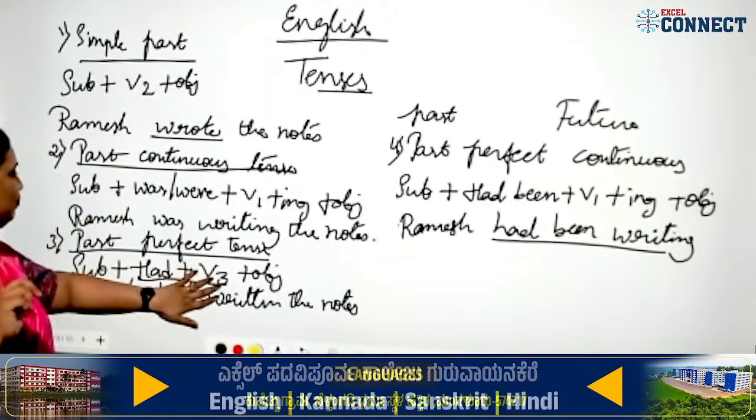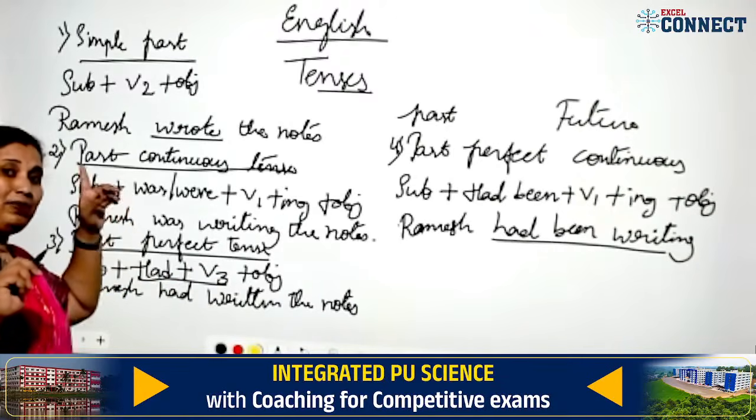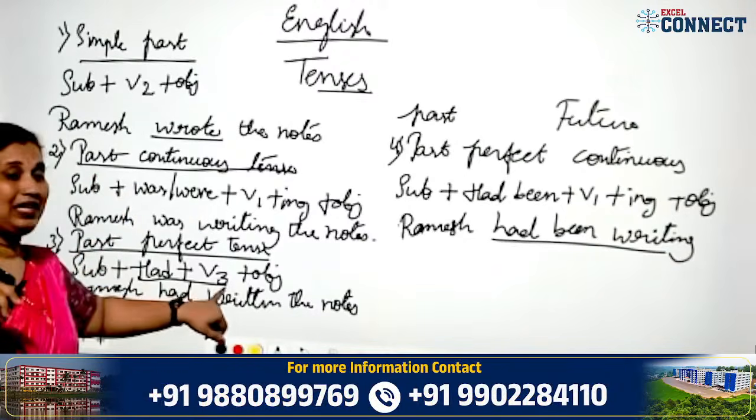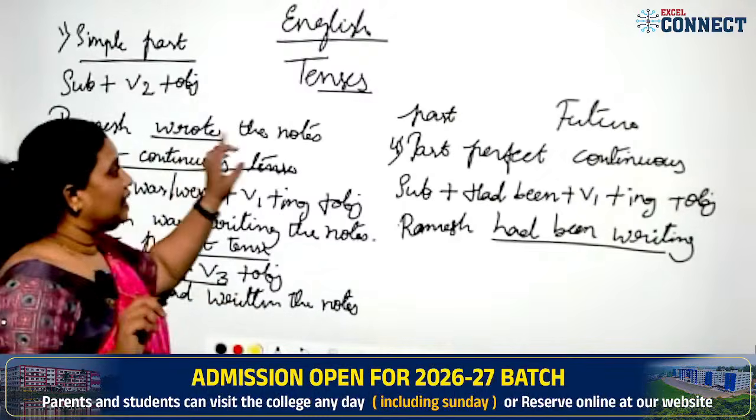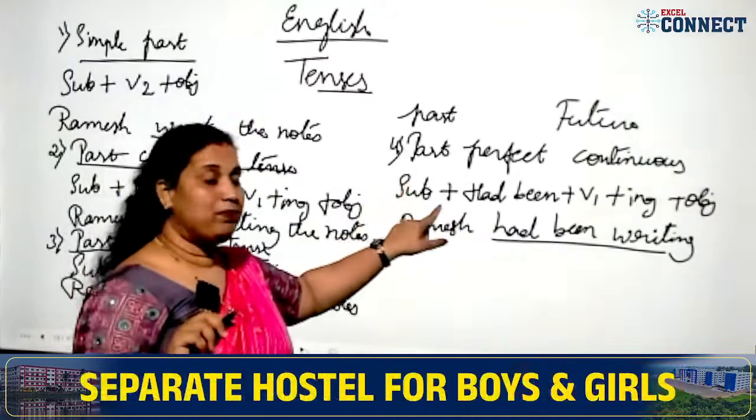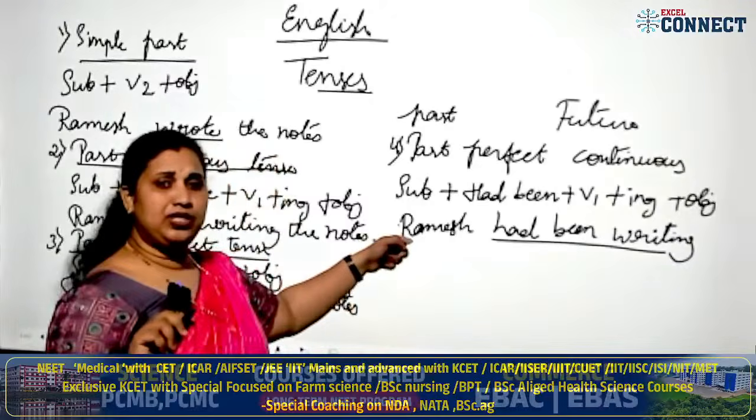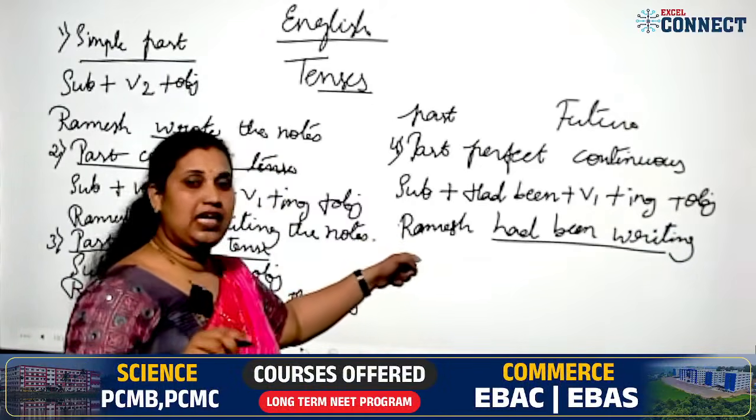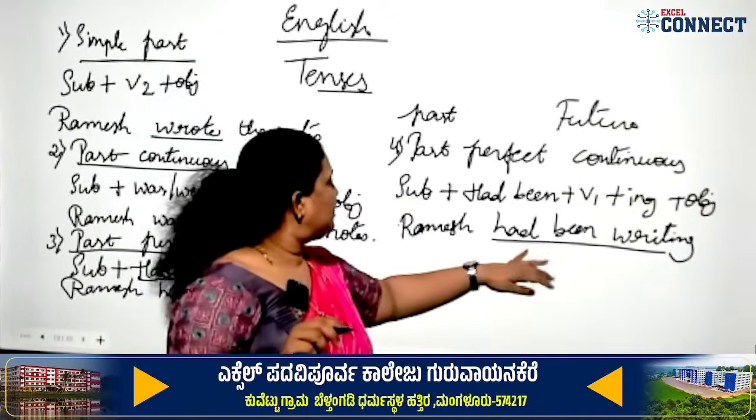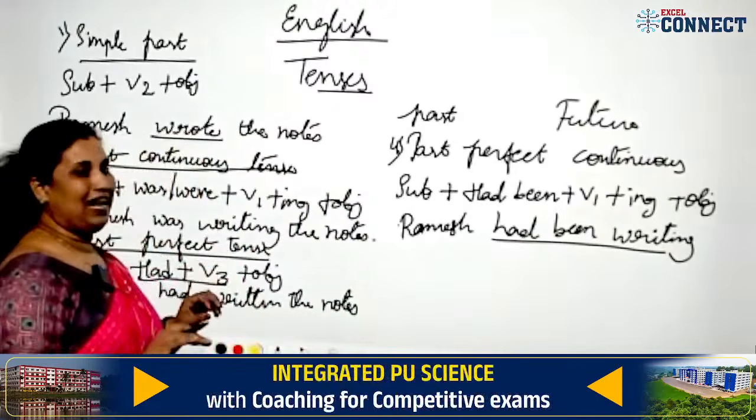And next, the past perfect tense. The past perfect tense, action started in the past and completed in the past. Subject plus had plus V3 plus object. The next is past perfect continuous tense, subject plus had been plus V1 ing plus object, where the action started in the past and there is a continuation in the action. And that is Ramesh had been writing. This is what the past tense is.